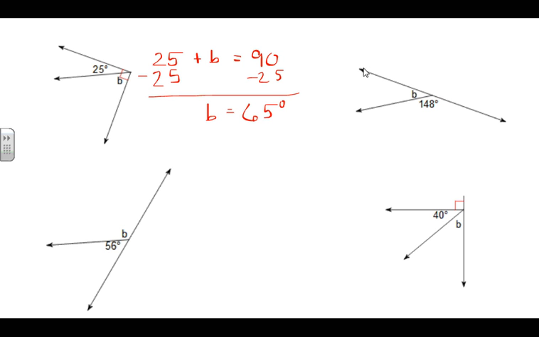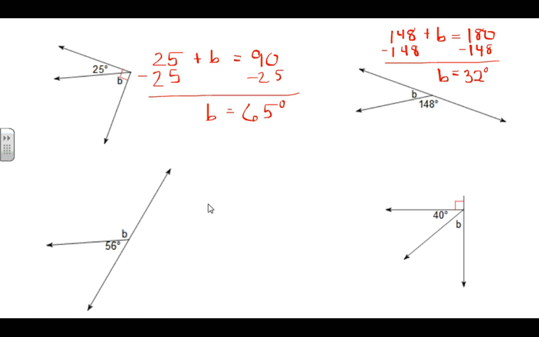So this is our straight line. Okay? This ray forms these two angles. One is labeled B and the other is 148 degrees. We know that if we add 148 to B, we're going to get 180. So to solve, we're going to subtract 148 from either side of our equal sign. We'll get that B equals 32 degrees.